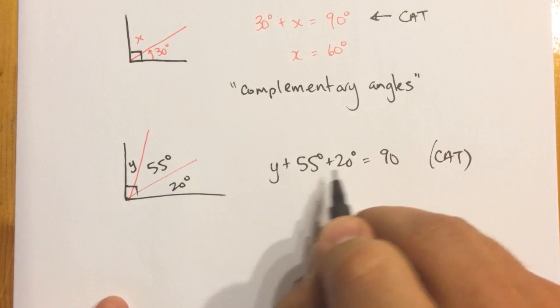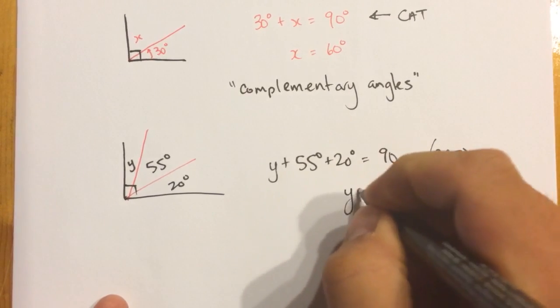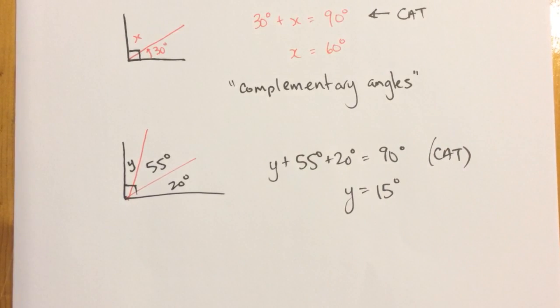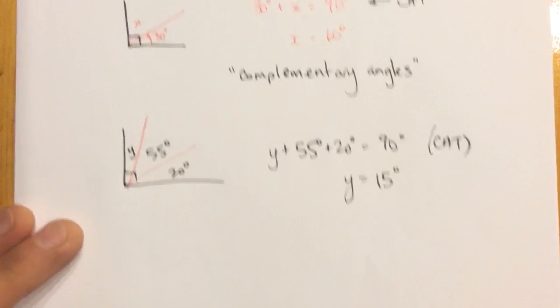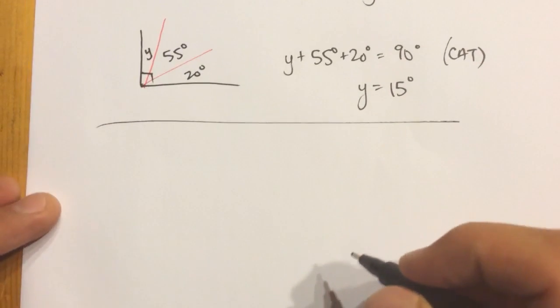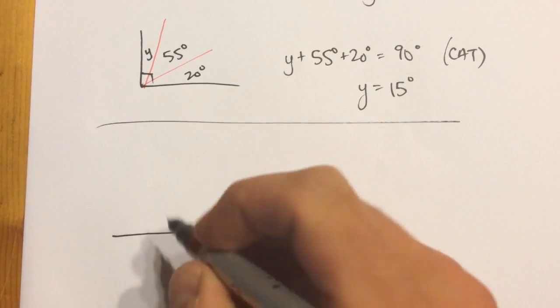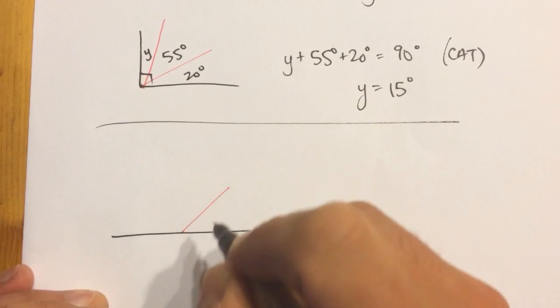And then you can solve that. Let's see. Y must equal 15 degrees. Okay, so that's the kind of thing that we use that for, is finding missing angles. Now, that's when we have a 90-degree angle, but lots of times we also have what's called a straight angle.